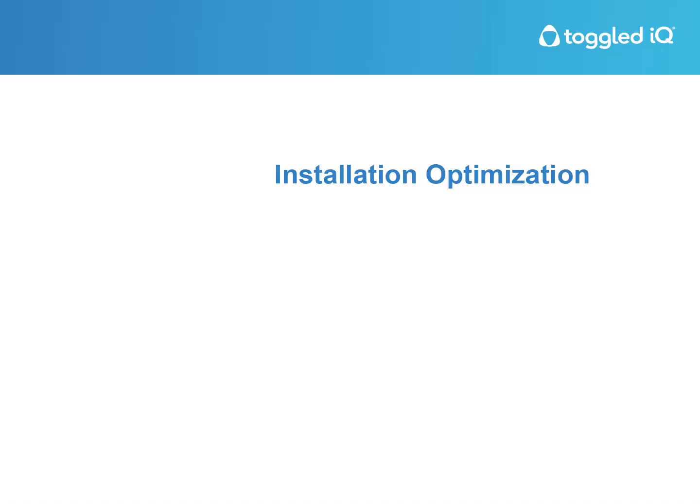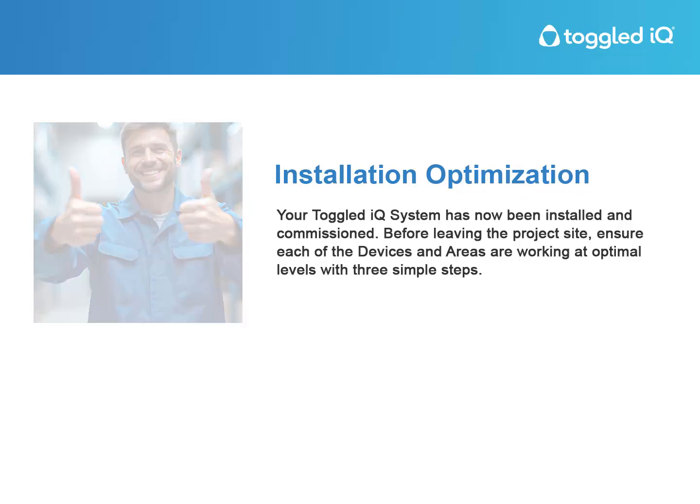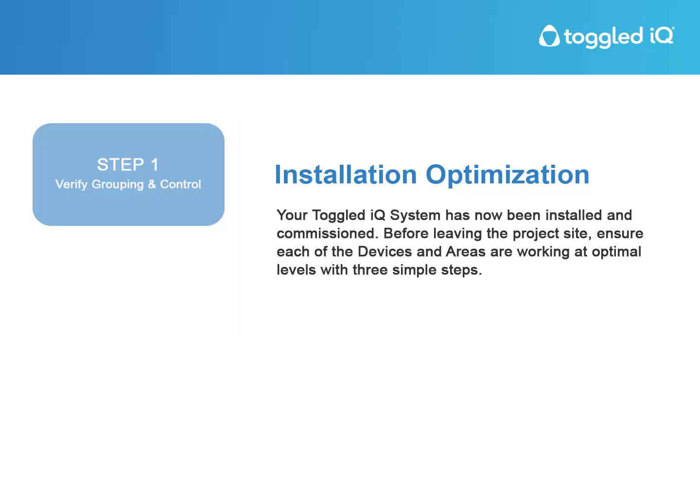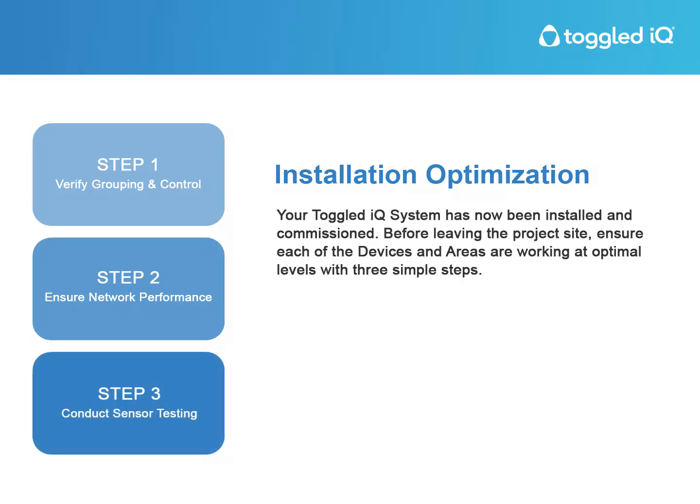Installation optimization. Your Toggled IQ system has now been installed and commissioned. Before leaving the project site, ensure each of the devices and areas are working at optimal levels with 3 simple steps. Step 1, verify grouping and control. Step 2, ensure network performance. And Step 3, conduct sensor testing.